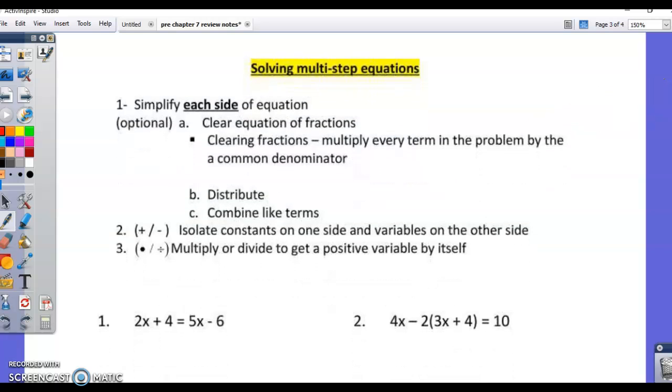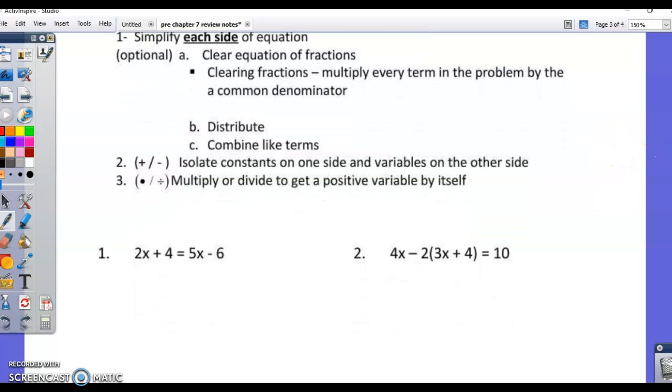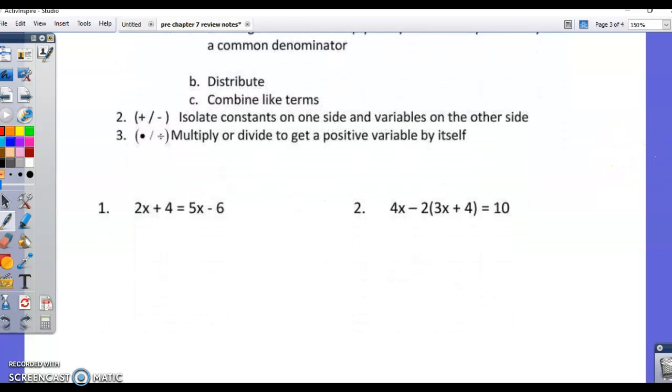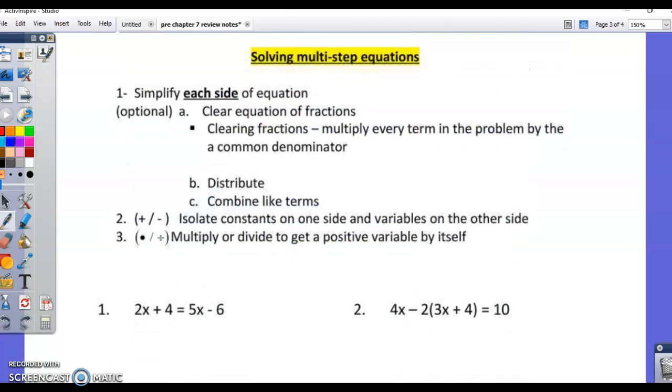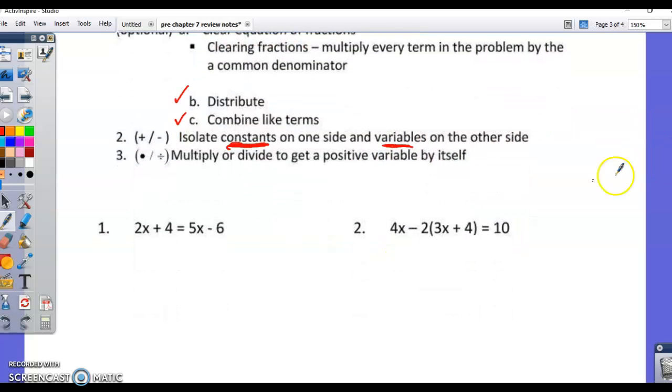The next step is solving multi-step equations, and this is also when there are variables on both sides. So your steps are listed here from the beginning of the year. Clearly, we kind of skipped this one because you guys are good with using fractions and calculators. But we would distribute, then combine like terms, then we put our constants, which are our numbers without a variable, on one side, and our variable terms on the opposite side of the equation. And then we multiply or divide to get a positive variable by itself.